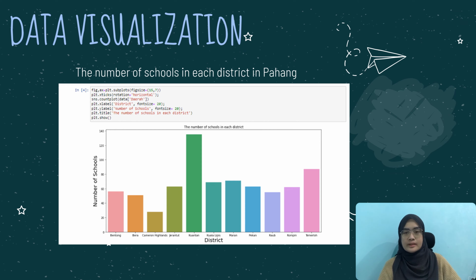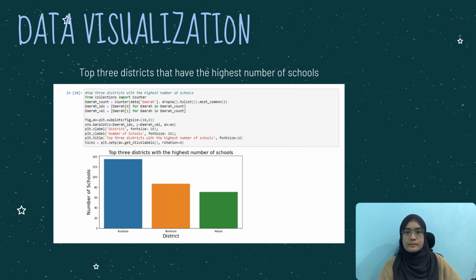Assalamualaikum, my name is Nur Fatin Natasha. I will present our data visualization. The first graph is a bar chart, which shows the number of schools in each district in Pahang. There are a total of 11 districts in Pahang, which are Bentong, Bera, Cameron Highlands, Jerantut, Kuantan, Kuala Lipis, Maran, Pekan, Raub, Rompin, and Temerloh. Kuantan district has the highest number of schools.